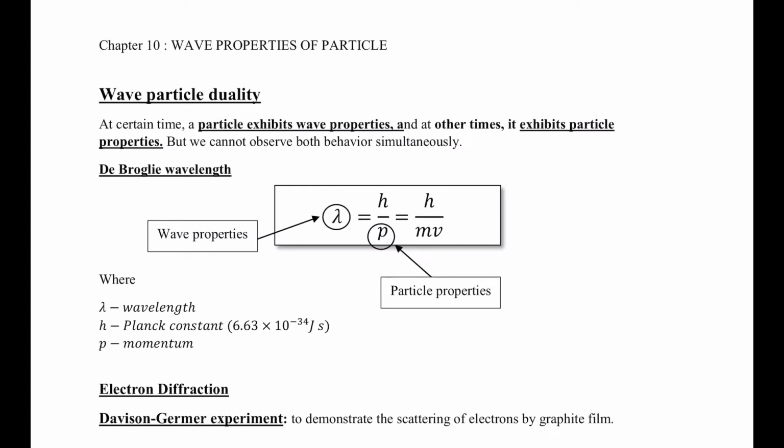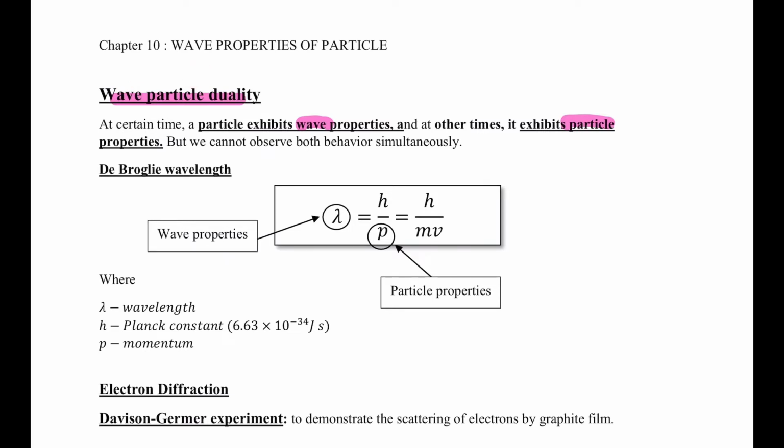So first of all, we have wave particles duality here. So wave particles duality, at certain time, a particle exhibit wave properties and at other time, it has particle properties. Okay, but we cannot observe both behavior simultaneously. In other way, nak senang ingat, wave particle duality, dia boleh jadi wave, can tunjuk boleh jadi particle juga, tapi it cannot happen at the same time. Okay, boleh tunjuk wave properties and also particle properties, but it can't happen at the same time.